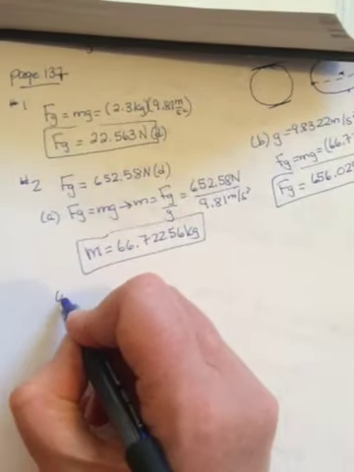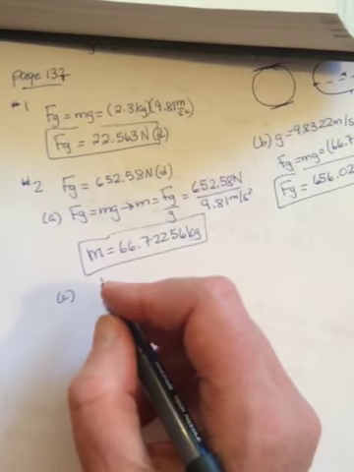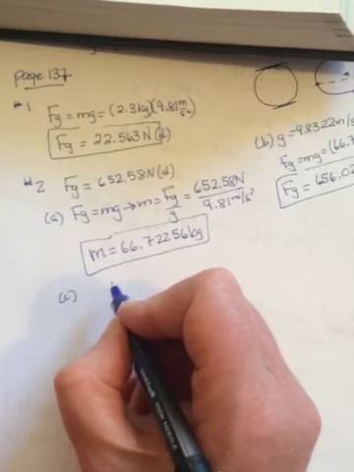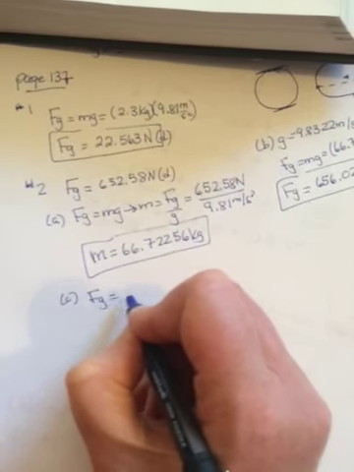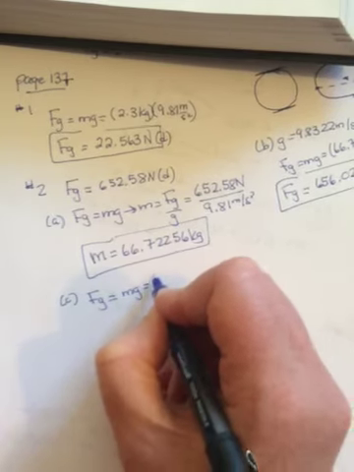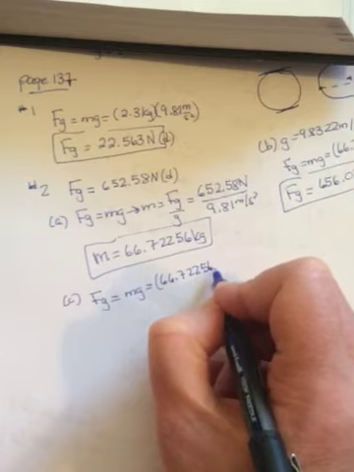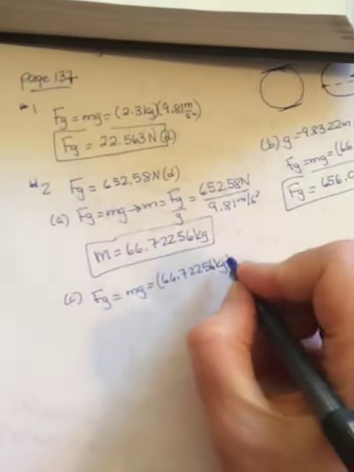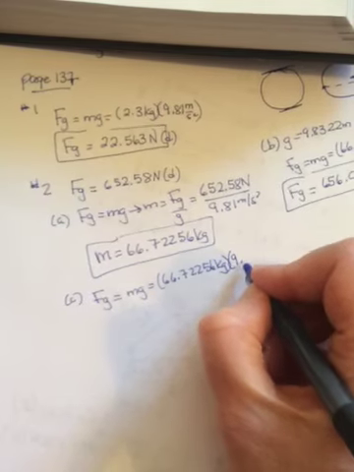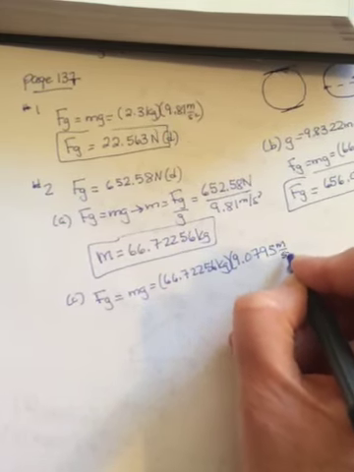And then part C wants you to find your weight on the International Space Station. So Fg equals mg. Again, it's 66.72256 kilograms. And at the International Space Station, little g is 9.0795 meters per second squared.